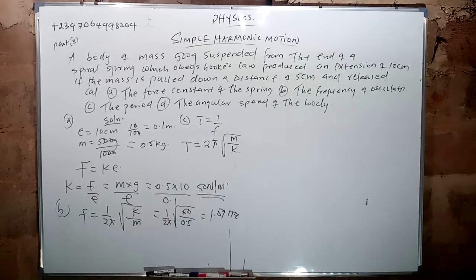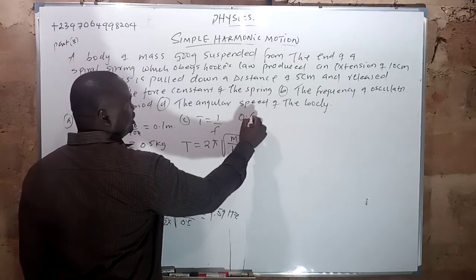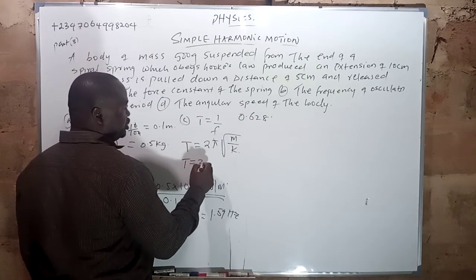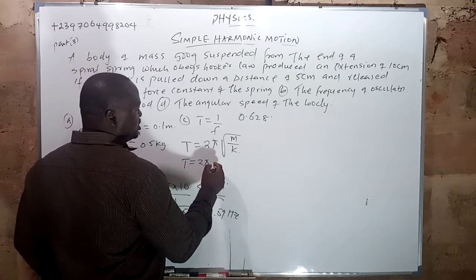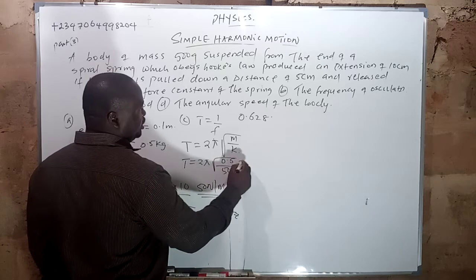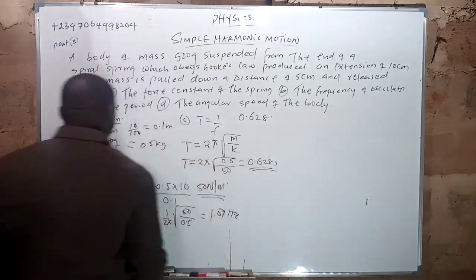So using this, the inverse should give you 0.628. If you want to use the formula, the same thing. This is 2 pi. Remember, pi is 3.142, a constant. So this is root of 0.5 all over 50. You should get 0.628 seconds. So it's still the same thing.